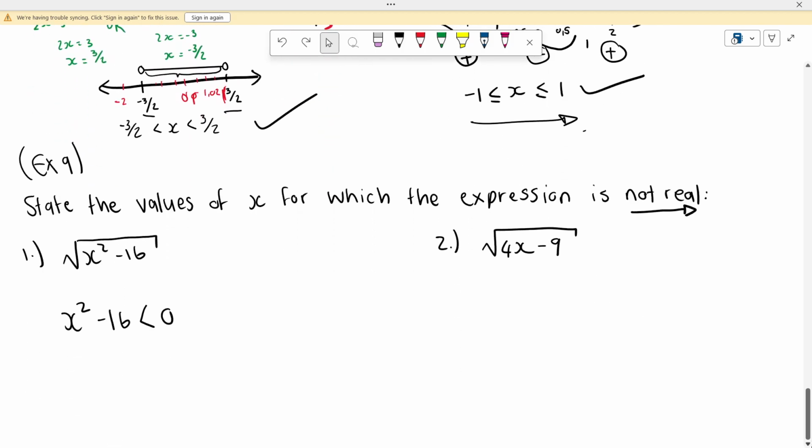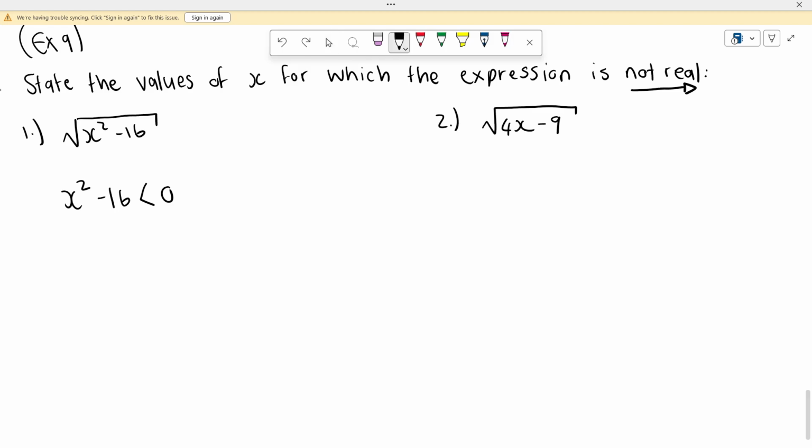Okay, so now we need to find the values for which x squared minus 16 is smaller than 0. You're going to do this in exactly the same way. Now we have a difference of squares. This is going to be (x minus 4)(x plus 4) smaller than 0. We have our critical values. It's positive 4 and negative 4.